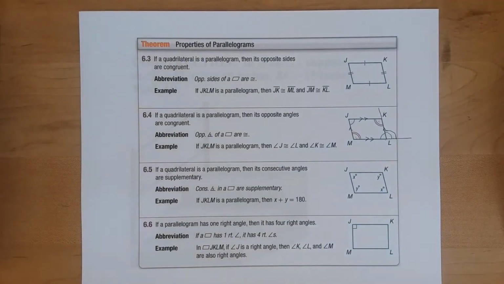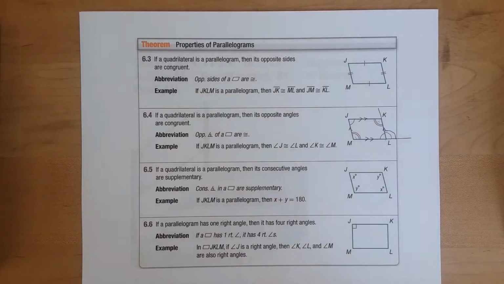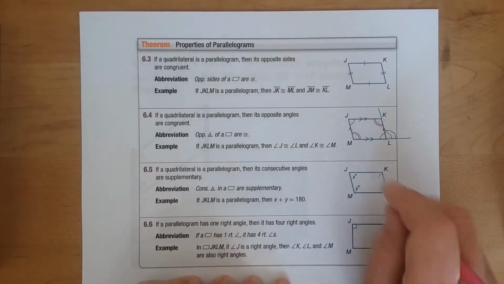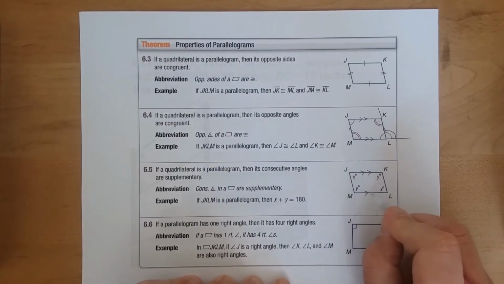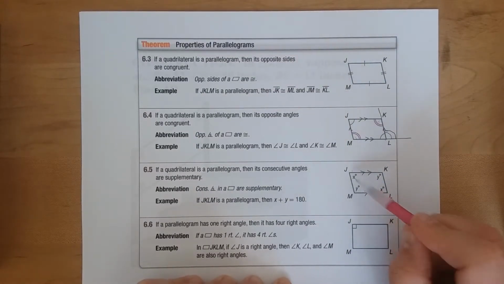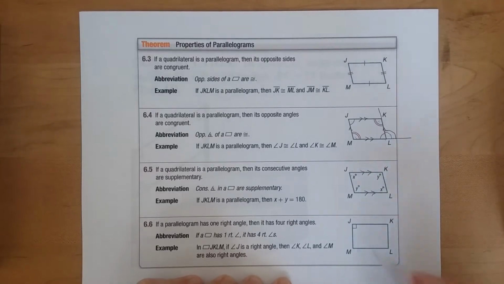Now, another thing we learned from our lesson on parallel lines was that when lines are parallel, consecutive interior angles will be supplementary. So that brings us to 6.5. If a quadrilateral is a parallelogram, then its consecutive angles are supplementary. That means any two angles in a row. So x and y here, x plus y will always equal 180 if this is, in fact, a parallelogram. Because you can see here our parallel lines and our transversal. That makes these two consecutive interior angles.